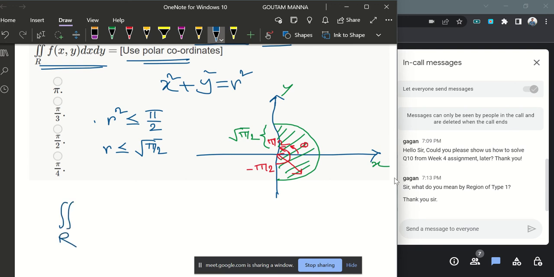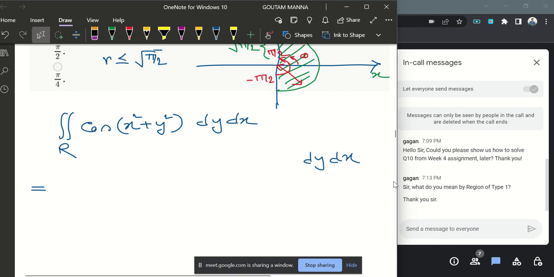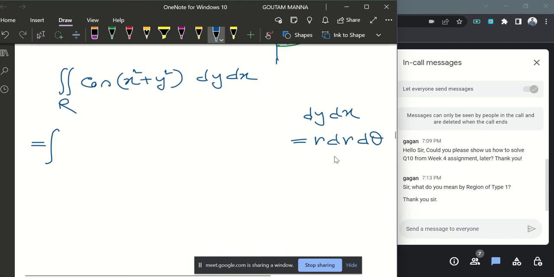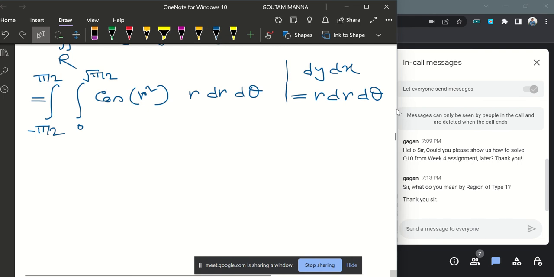We have to find the integration of f of xy, which is cos of x square plus y square dy dx, and now if we transfer it to plane polar coordinates, this elementary area dy dx will be r dr d theta. So it will be cos of r square times r dr d theta, where r is varying from 0 to root under pi by 2, and theta is varying from minus pi by 2 to pi by 2.